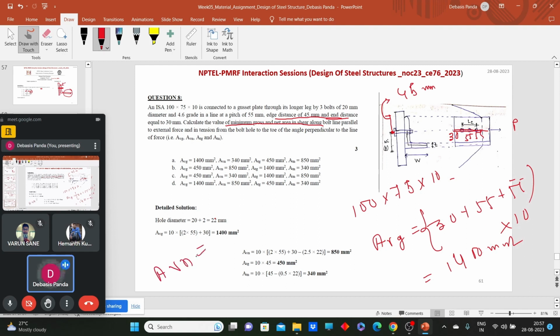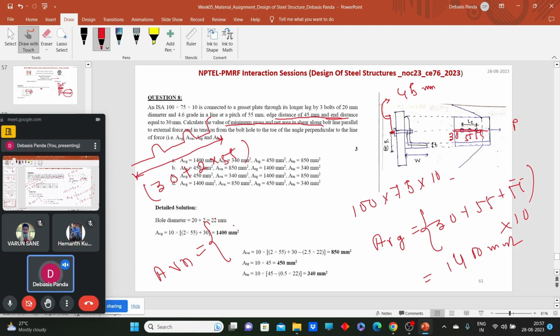Now tell me what is the value of AVN, the net area along the shear plane. Obviously this will be your shear plane because this plane is parallel to the application of load. So what will be the value of AVN? Along our shear plane we have 1, 2 and half of 3. So 2.5 bolts are there, and this total length is nothing but 30 plus 2 into 55.